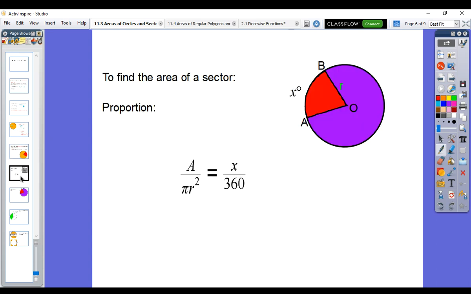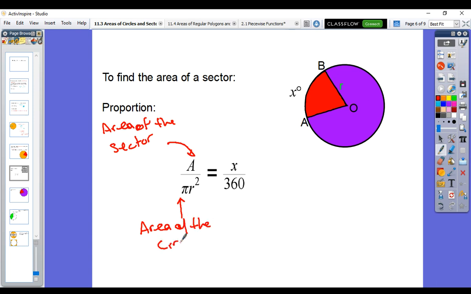So you set these up like a proportion. Now there's another way in equation form, but we don't mess with that just because sometimes you never know if you're looking for the area, the radius, or the degrees of the sector. So the way we set this up is A represents the area of the sector. So that's our red part right here. Over pi radius squared, which represents the area of the circle.